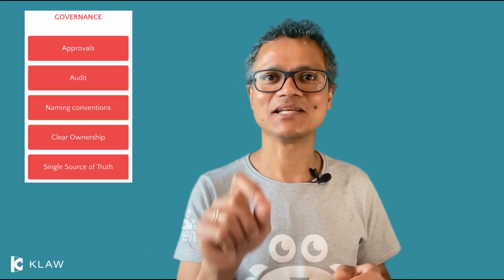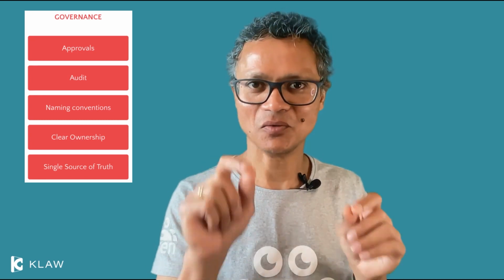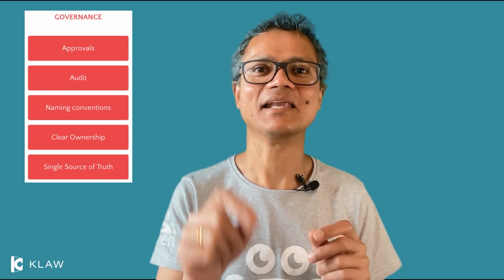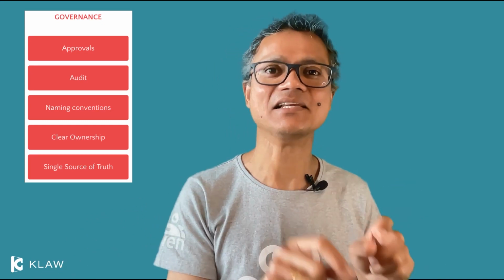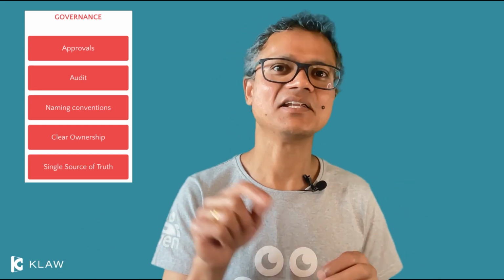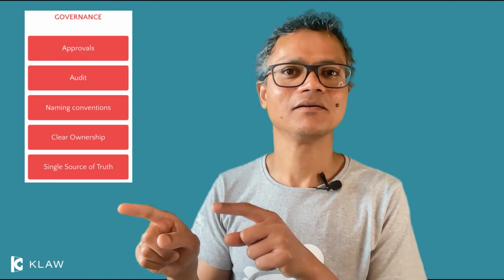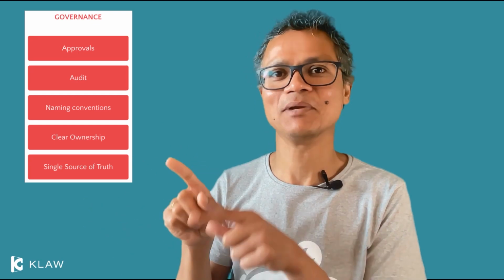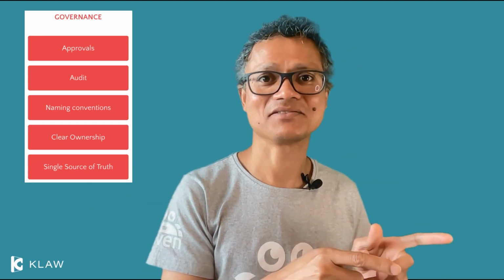Governance. Governance involves defining roles and responsibilities, ownership, auditing activities, and naming conventions, to name a few. And very importantly, Klaw acts as a single source of truth, preventing any sort of manipulations happening on the clusters. However, Klaw can also identify any manual changes happening on the cluster, notify the administrators about that, and synchronize across the systems.